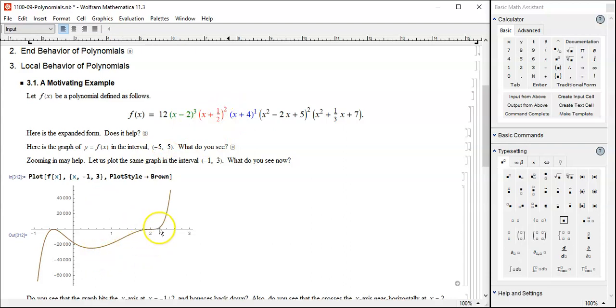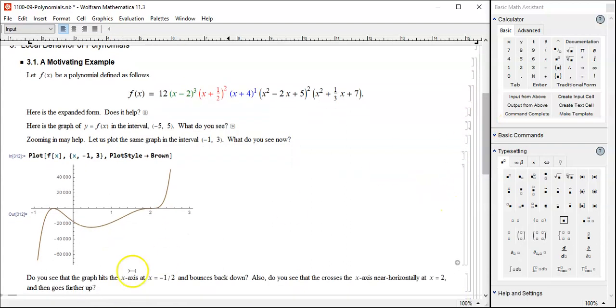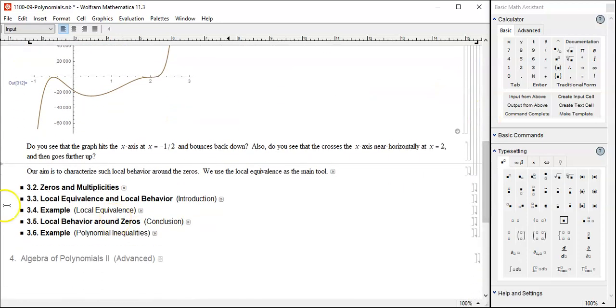Now, how about the next 0 here? The graph increases and then slows down and crosses the x-axis, kind of like horizontally, and increases further. Exactly like a cubic function would. And indeed, we have the third power there. So here's a hypothesis. Does the local behavior around the 0 have something to do with the multiplicity of the 0? The answer is yes. Yes, indeed. And the reason behind it? We have to discuss that, and we're going to answer the question at subsection 3.3.